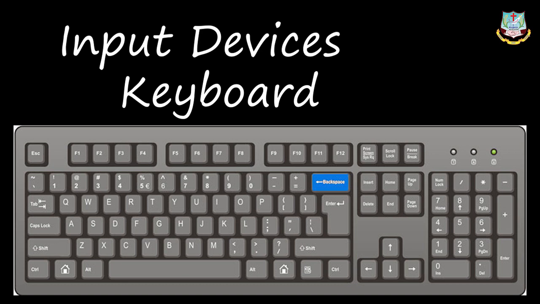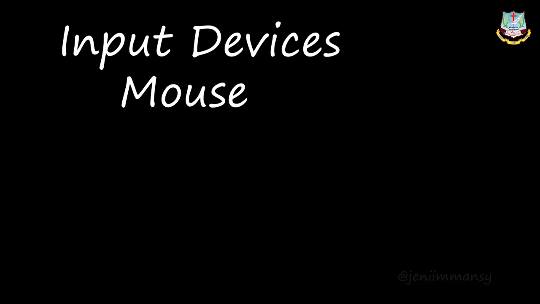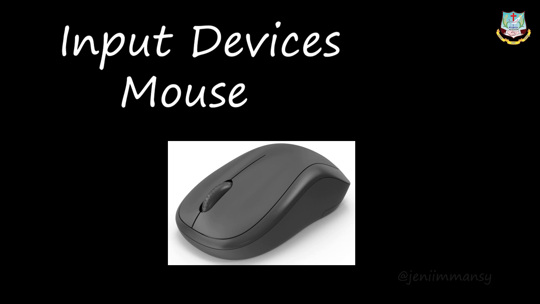The next input device is the mouse. Here we have a wired mouse and also a wireless mouse. The mouse is a pointing device. It is used to control the movement of the cursor. On the screen you see one cursor, an arrow symbol, right? As you move the mouse, this arrow symbol moves and is displayed on the screen. This is used to select any menu or command, to activate something, or to open or select an icon.